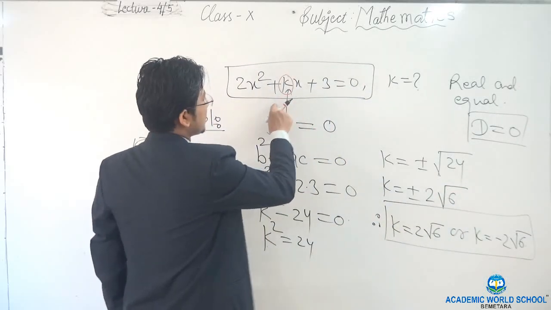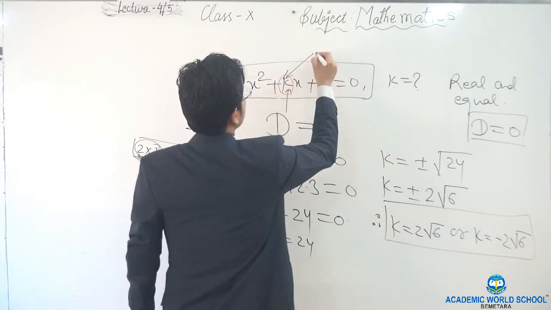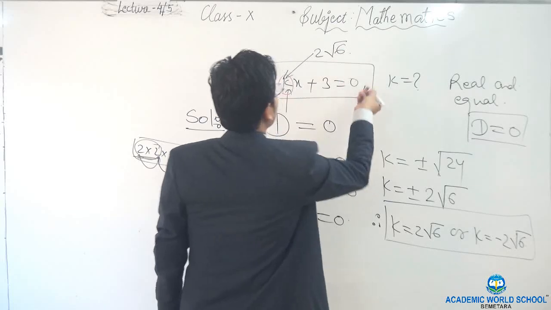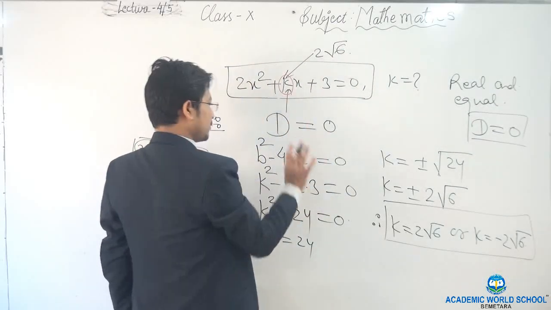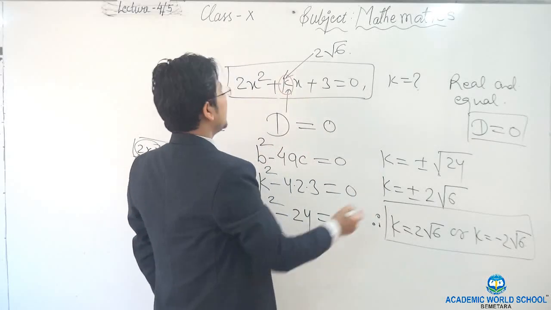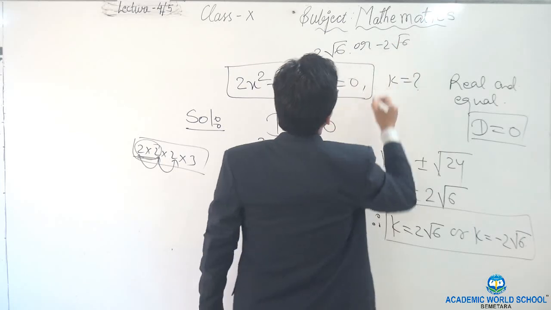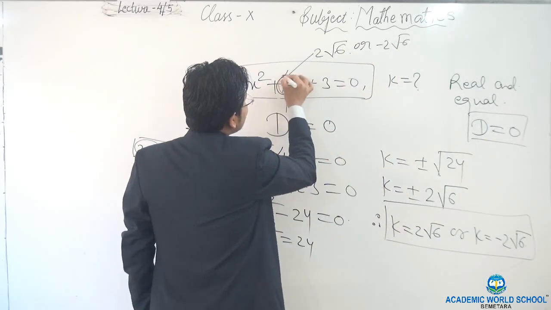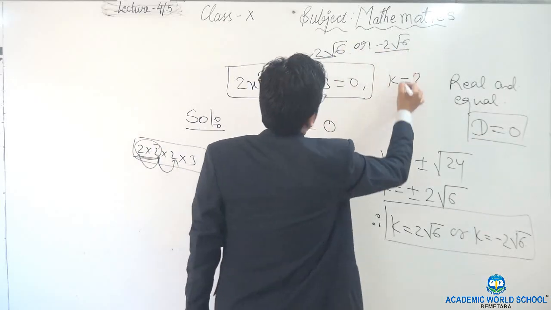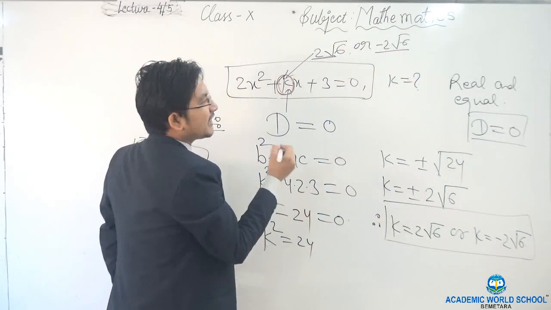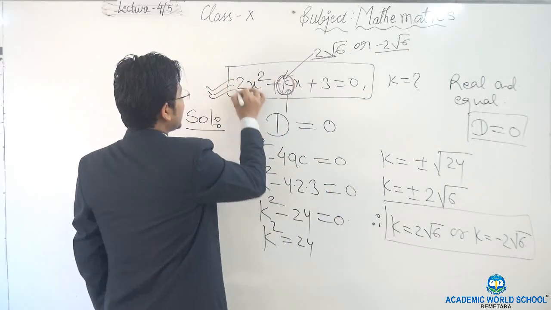If we substitute k is equal to 2 root 6 over here, and then find the nature of roots, of course you will get the value D is equal to 0. This is very sure. You can try, or you can take minus 2 root 6. So instead of k we can have 2 root 6 or minus 2 root 6 so that we can get real and equal roots for this given quadratic equation.